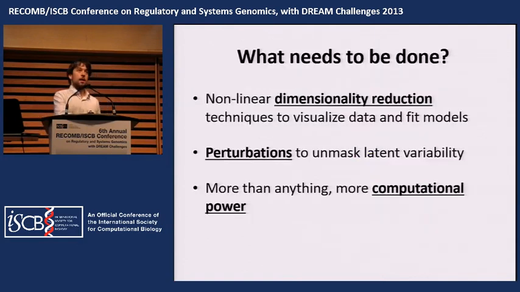So this is my last slide, what needs to be done. As I just said, nonlinear dimensionality reduction is a really interesting approach that I'm interested in looking into in the future. Unfortunately, I'm running out of time, so I'm not going to go into the details of what I think would work best. The second point that I've told you about is the problem of multiple solutions and the ability to unmask latent variability in superficially similar models by using rich and complex perturbations. And finally, more than anything, one of the biggest limitations in this DREAM challenge was the amount of computational power available to me on my local cluster.